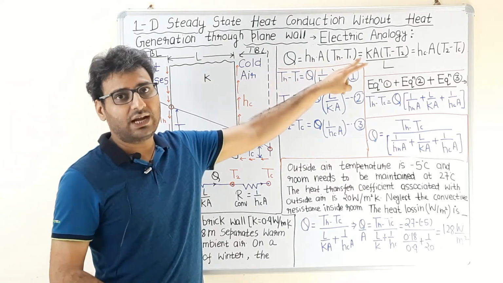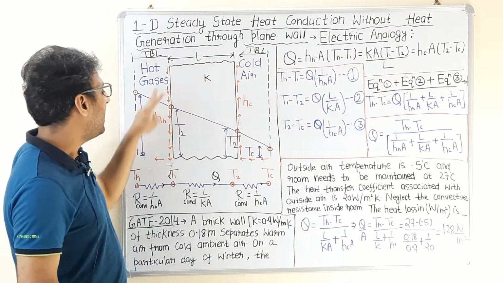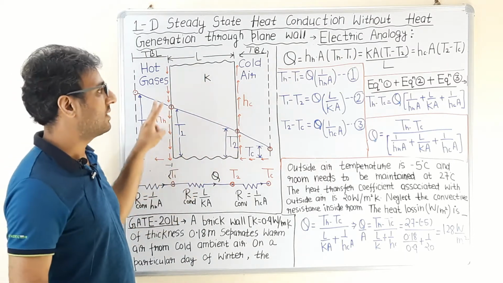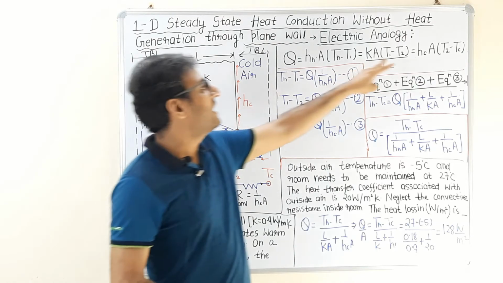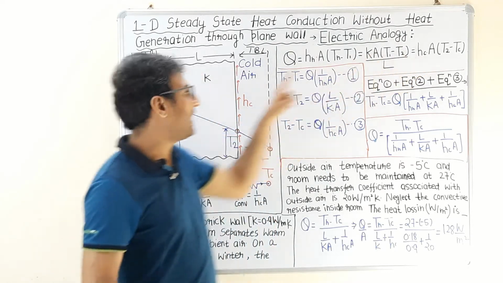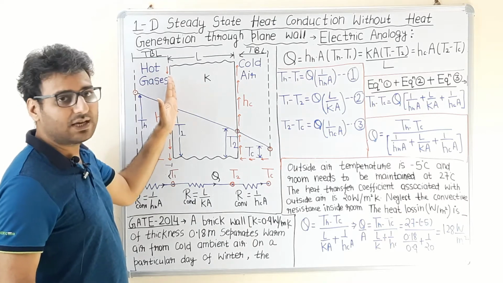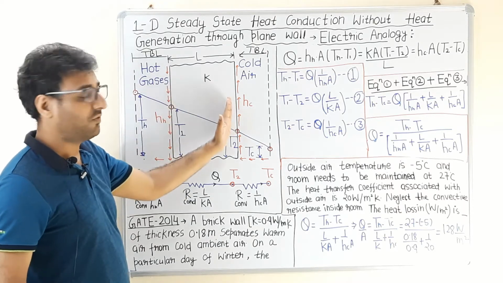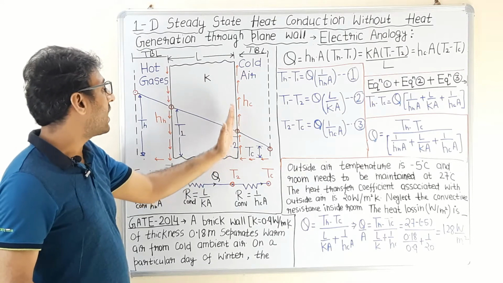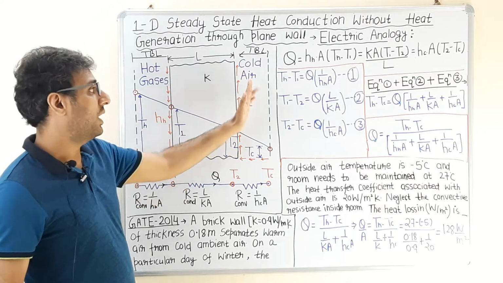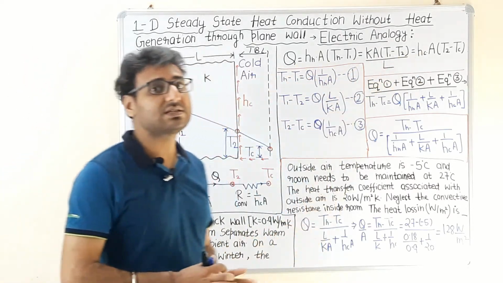Now as I already told you, in 1D heat transfer, to maintain steady state, the heat transfer rate should be constant and there should not be any absorption of heat within the system. So the heat transfer rate is constant throughout the system. Whatever heat is transferred from hot gases to the wall, the same heat is conducted from the inner face to the outer face, and the same heat is convected from the outer face to the cold air. So the heat transfer rate within the system is constant.